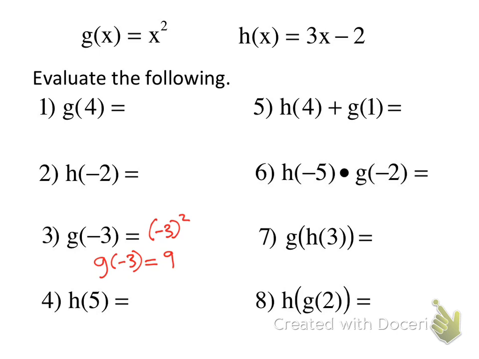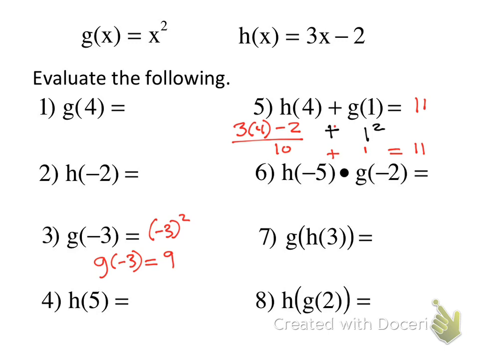Or you might have something like this, the h of 4. That means I'm going to do 3, I'm using the h function, times 4 minus 2 plus the g of 1 squared. Does everybody understand that? Okay? And now I have to simplify that. What does this simplify to? Oh, that's 10. That simplifies to 10 plus 1 is equal to what? 11. So the h of 4 plus the g of 1 equals 11.